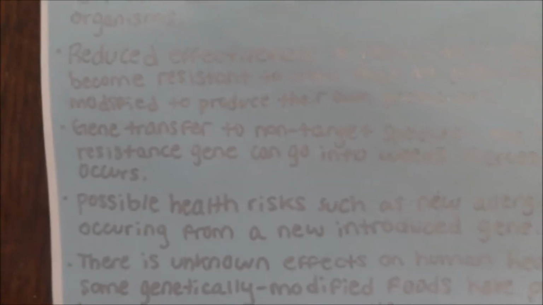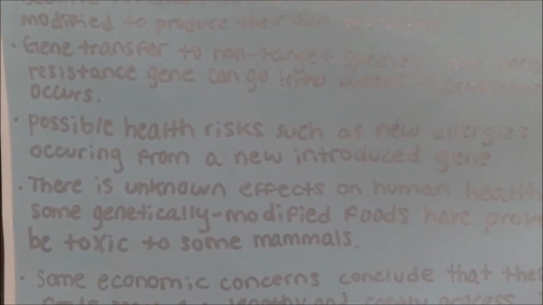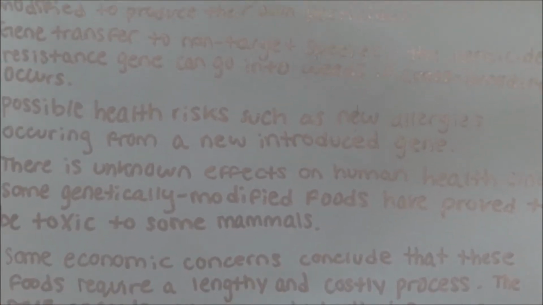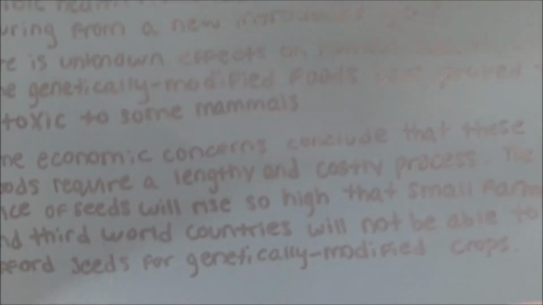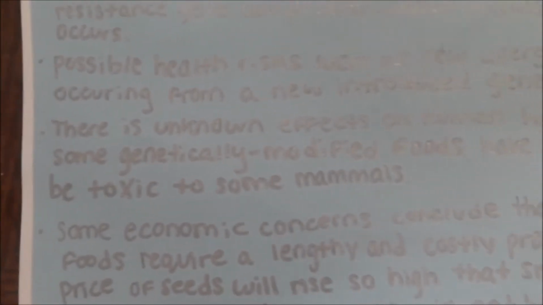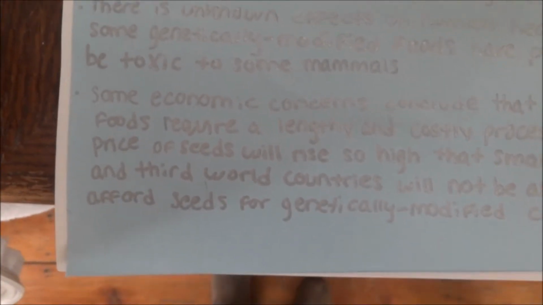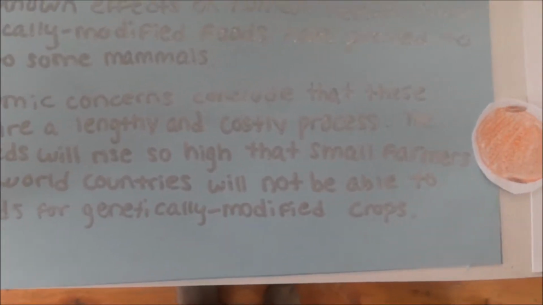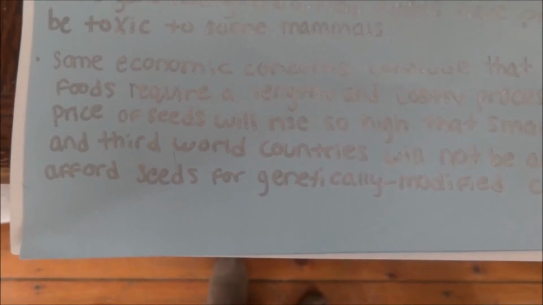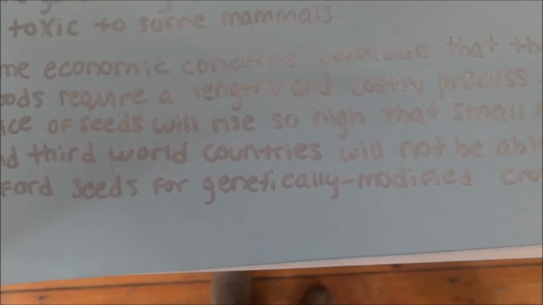The herbicide resistance can go into weeds if crossbreeding occurs, and possible health risks such as new allergies occurring from a newly introduced gene can happen for human health. So there are unknown effects on human health, since some genetically modified foods have proven to be toxic to some mammals. And some economic concerns conclude that these foods require a lengthy and costly process. The price of seeds will rise so high that small farmers in third world countries will not be able to afford seeds for genetically modified foods.